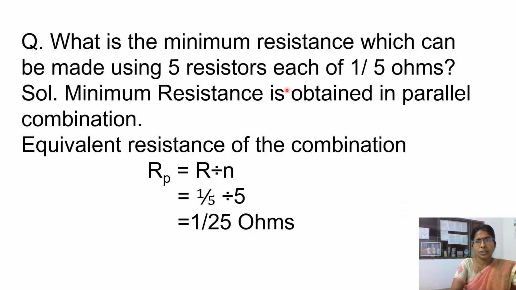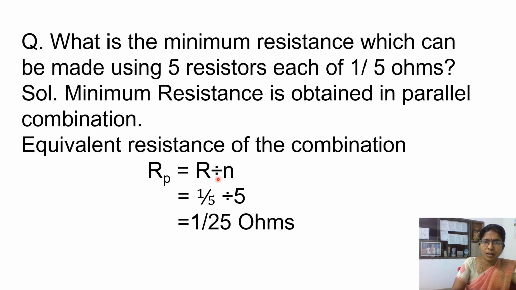What is the minimum resistance which can be made using 5 resistors, each of 1 by 5 ohms? So here you have to find out the minimum resistance that is possible when 5 resistors are given. You are given with 5 resistors and the resistance of each one of them is 1 by 5. Here you are asked to find out minimum resistance that is possible, and minimum resistance can be possible in parallel combination. So here in parallel combination, equivalent resistance is equal to R divided by N.